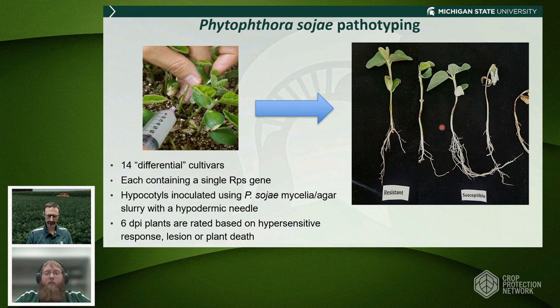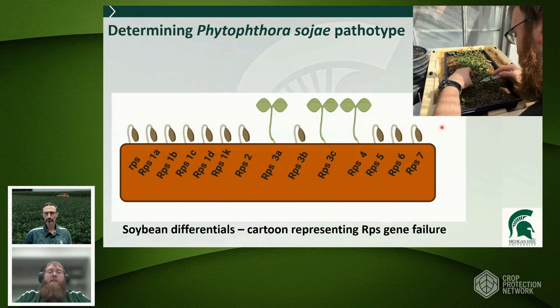Mm-hmm. And so through this, we were able to say, hey, these isolates can cause disease on these genes, but not the other genes. So what we're seeing here is a cartoon representation of that, where you can see in the soil line here are the different Rps genes that we tested. On the far left is a susceptible control that has no Rps gene. And post-inoculation, we would go through and count the number of dead or dying plants for each soybean cultivar, tally it up, and see which ones were resistant and which ones were susceptible.